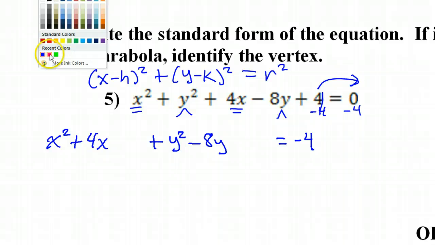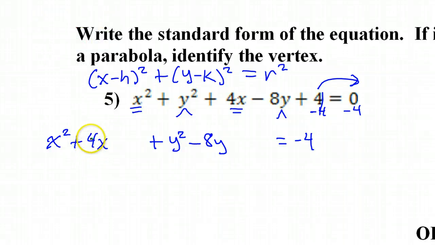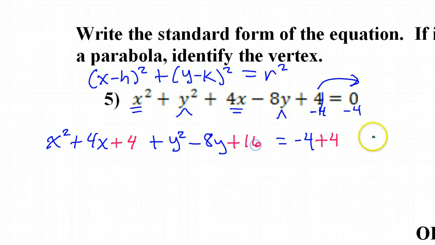Now let us complete the square. So half the middle squared, half of this is 2, 2 squared is 4. Make sure you add it to both sides. Half of this is 4, 4 squared is 16. Add it to both sides, please.